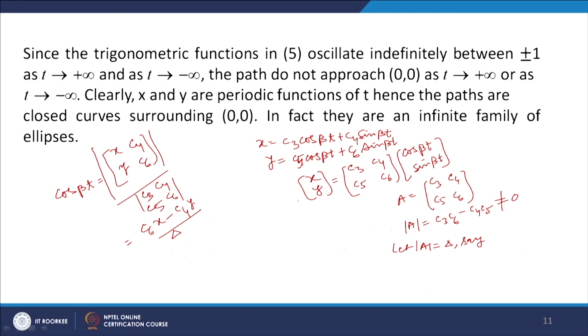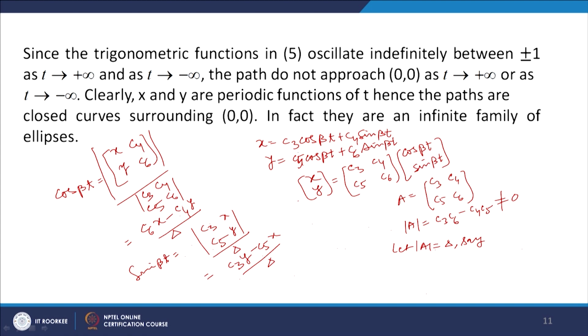So, this is delta, and sin beta t equals, similarly, a determinant with C3, C5, C4, C6, where the second column is replaced by x, y, divided by delta, and you get (C3y minus C5x) divided by delta. Now, we have the values of cos beta t and sin beta t.